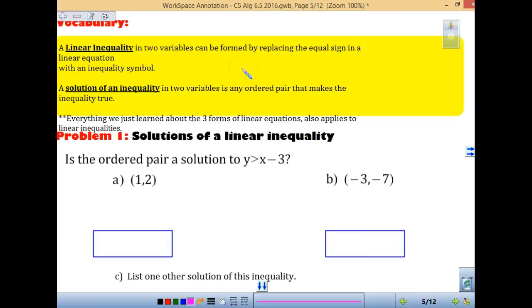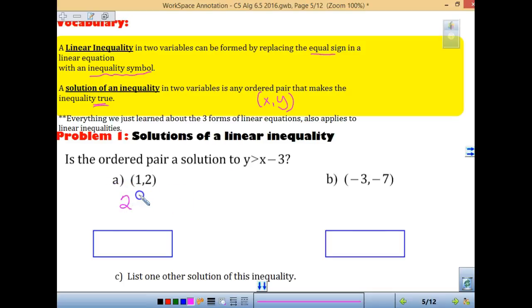So here's, on that next part of your notes, it says this. We are looking at linear inequalities with 2 variables. They can be formed by replacing the equal sign in a linear equation with an inequality. The solution to an inequality in 2 variables is always going to be that ordered pair, x, y, that has to make it true. So it says everything we've just learned about our 3 forms of linear also applies to linear inequalities. It is asking you to check, is (1, 2) a solution to this problem? And is (-3, -7)? So what I would like you to do is right below here, show me.